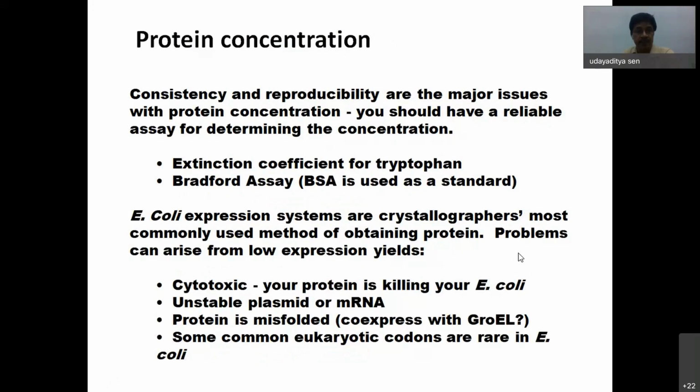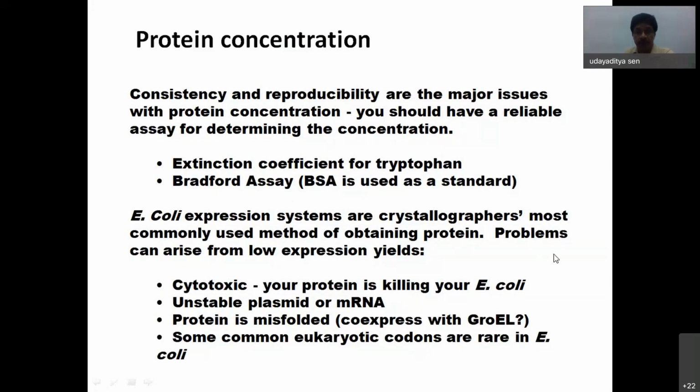And that is protein concentration. As I told you, the protein solution has to be at a supersaturation level. So you need to have a concentrated protein, and you judge the concentration by extinction coefficient or by a photometric assay.